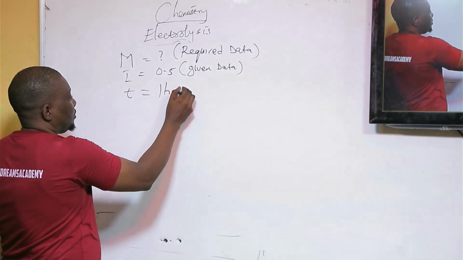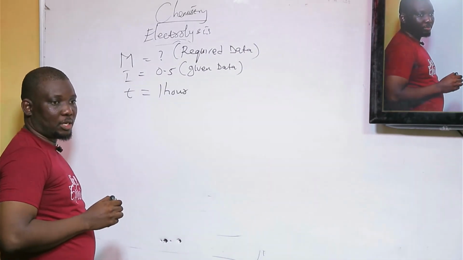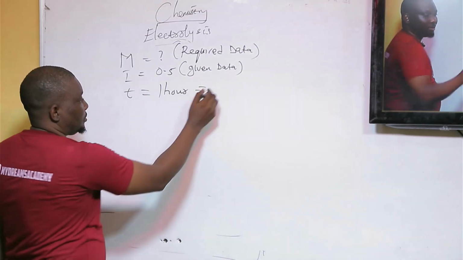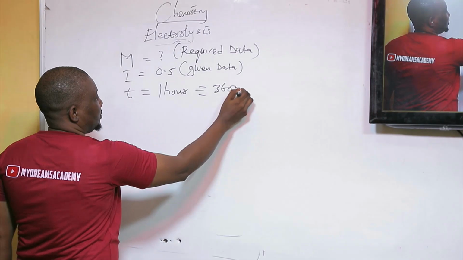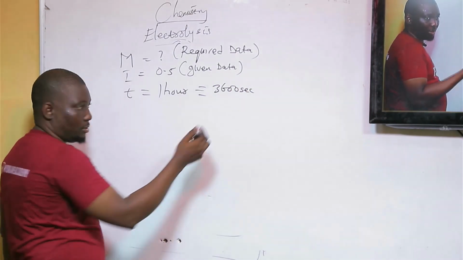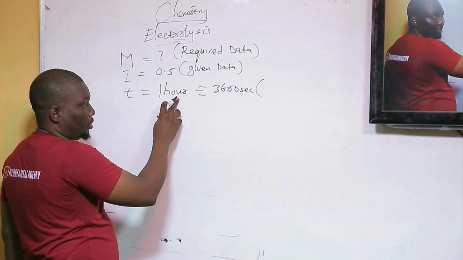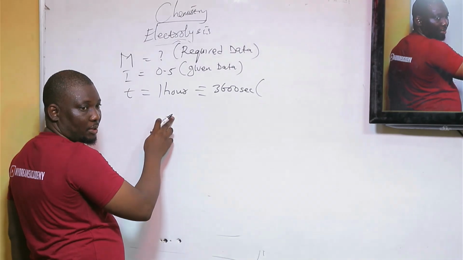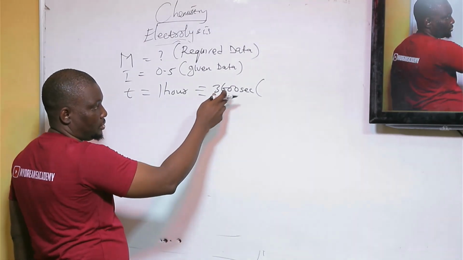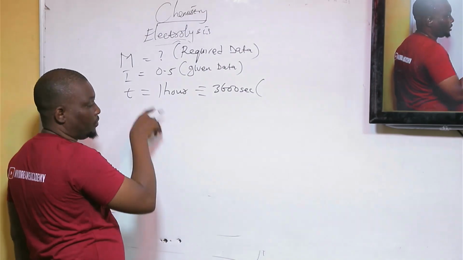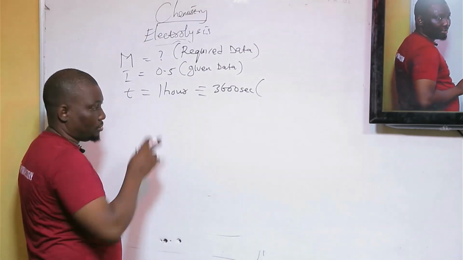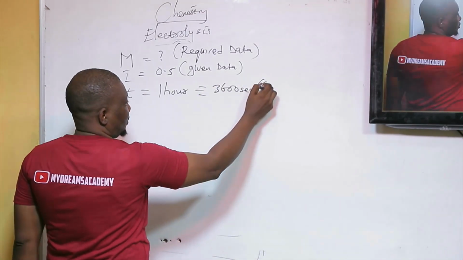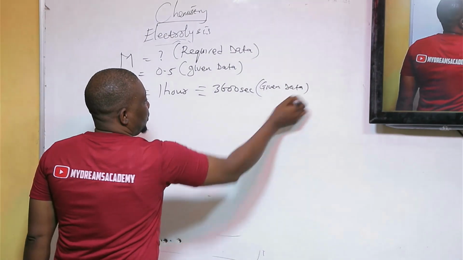1 hour. Okay? But make sure all time is converted to what? Seconds. So what is this 1 hour equivalent in seconds? 3,600 seconds. It's also a given data, but just that it's given in hours. So what you do, you convert your hours to minutes, then to seconds. 60 minutes make 1 hour. So 3,600 is the equivalent of 1 hour in seconds. So 60 times 60 seconds gives you what? 3,600. So it's given data.